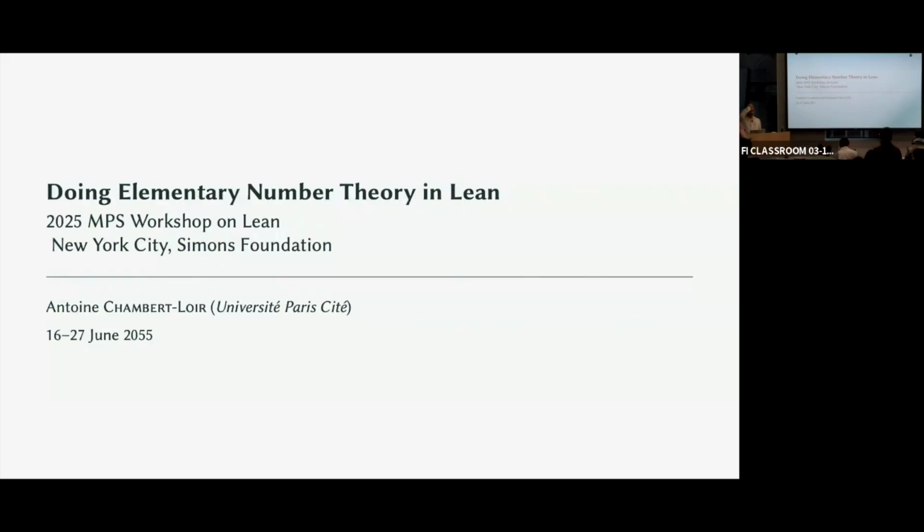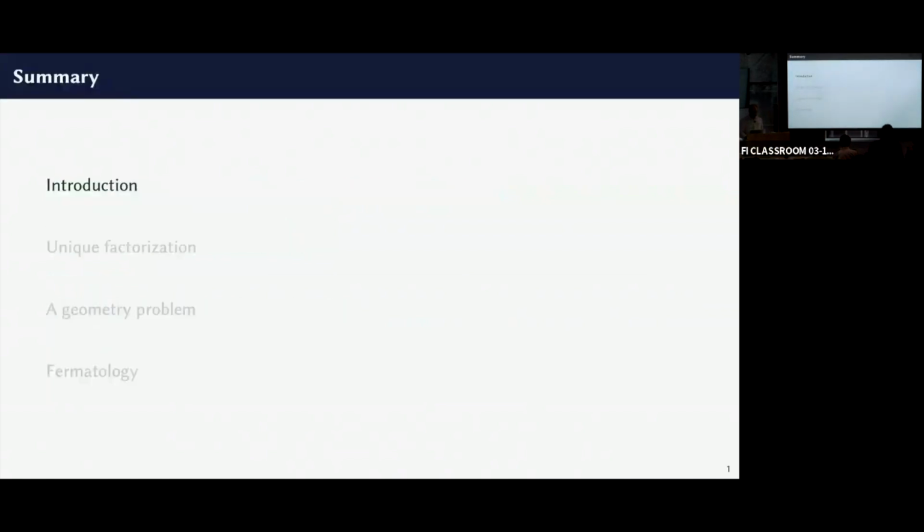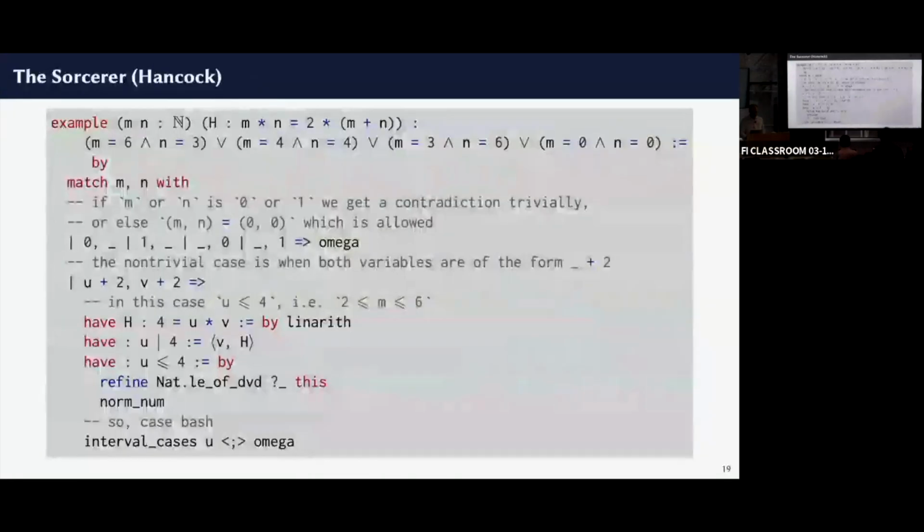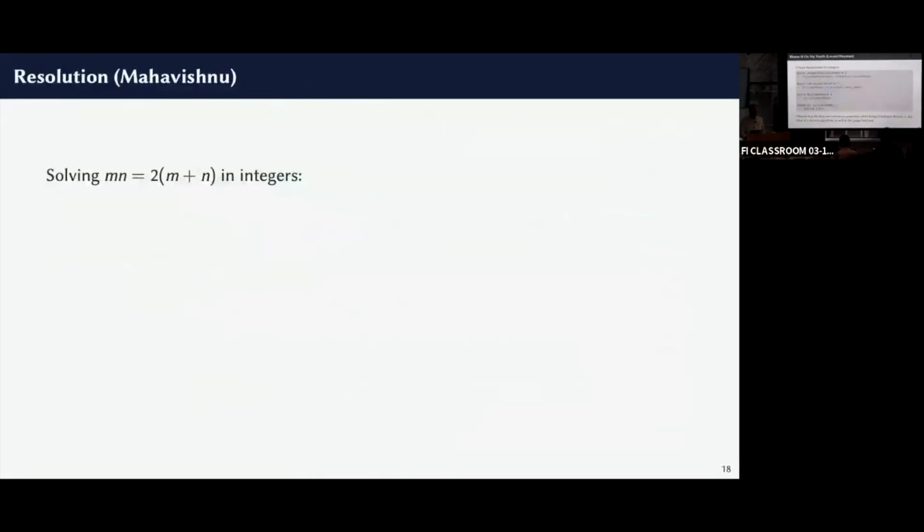So remember our goal of doing elementary number theory in Lean. I will slightly get out of my initial plans and leave the book of Ireland and Rosen for some time. So we have done an introduction, we have talked about unique factorization. I'm going too fast.